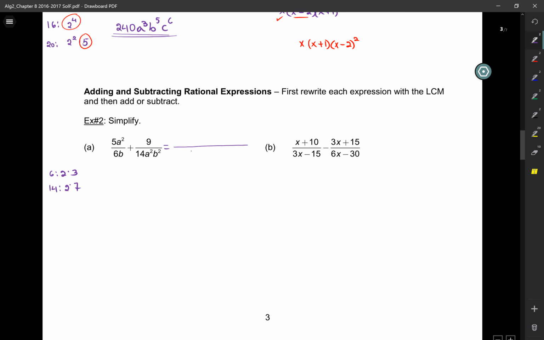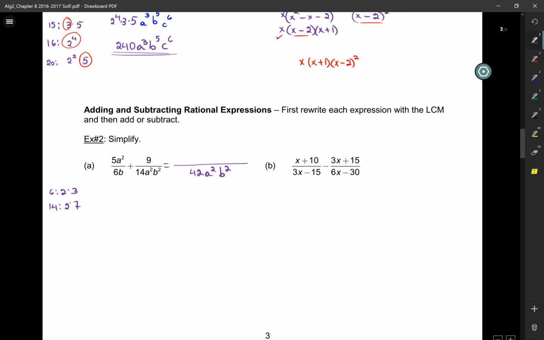Okay, what about the variables? A squared and what? And b squared, right? Okay, so now here's what I do. I need to take this denominator and basically divide it by the first one. So now 42 divided by 6 gives me what? 7.